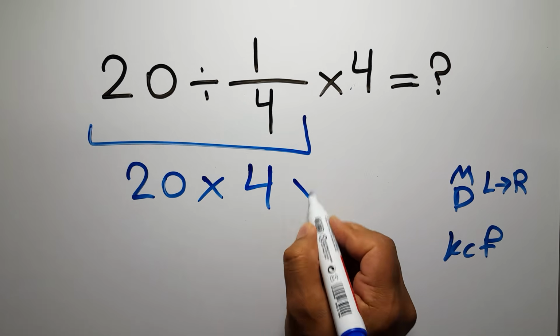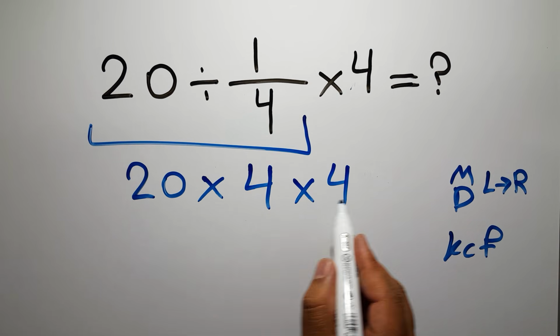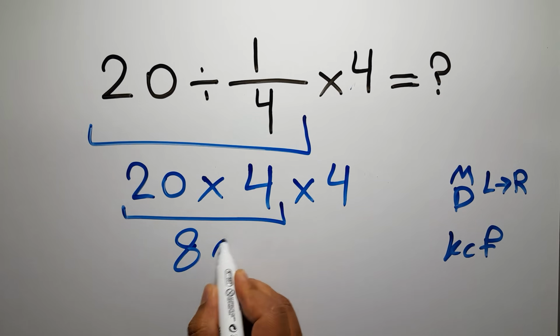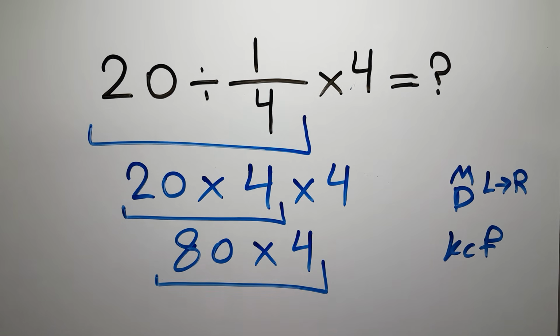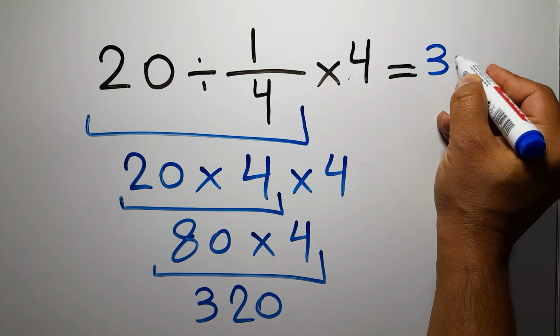And here we have times 4. So 20 times 4 times 4. 20 times 4 gives us 80. And 80 times 4 is just 320. And this is our final answer to this problem. The correct answer is 320.